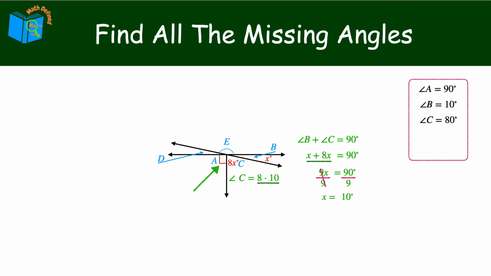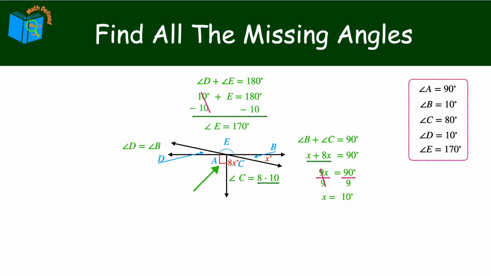Let's move on to angles D and E. They are supplementary angles. Angle D is a vertical angle to angle B. Vertical angles are congruent, so angle D is also 10 degrees. Let's substitute that value into the equation. 10 degrees plus angle E equals 180 degrees. We'll subtract 10 from both sides, and angle E is 170 degrees. And just like that, we found all the missing angles.